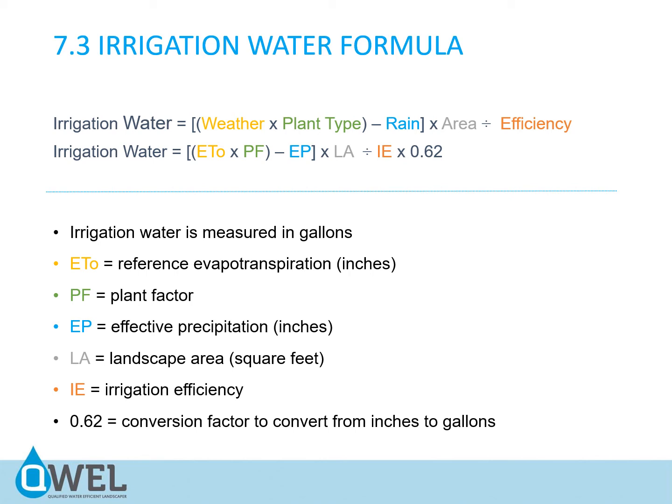So here we have ETO, the reference evapotranspiration in inches. PF is for plant factor. EP is for effective precipitation in inches. LA is for landscape area in square feet. IE is for irrigation efficiency, and then 0.62 to convert us back from inches to gallons.